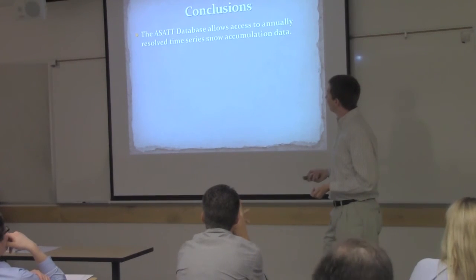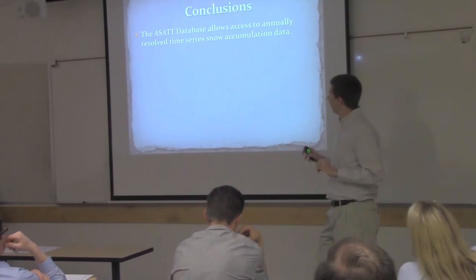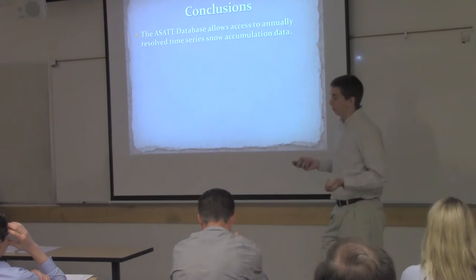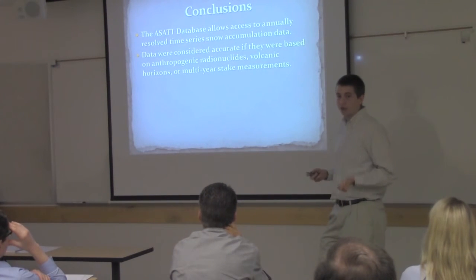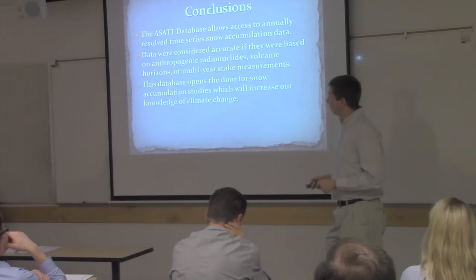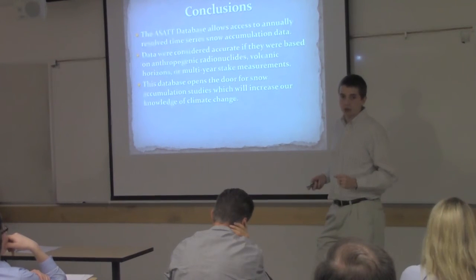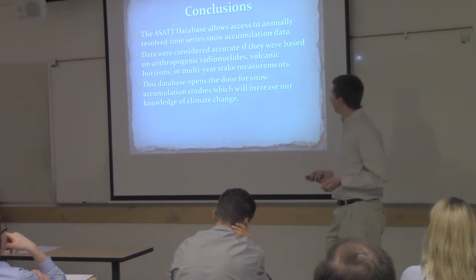So in conclusion, the ASAT database allows access to annually resolved time series snow accumulation data, which before was inaccessible. I consider data to be accurate if it was based on volcanic horizons, anthropogenic nucleotides, or multi-year stake measurements. And this database now opens the door to really understanding the changing climate trends using snow accumulation values in Antarctica, whereas before, we couldn't do it.